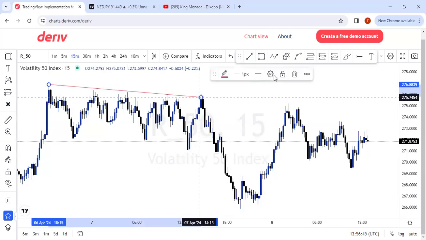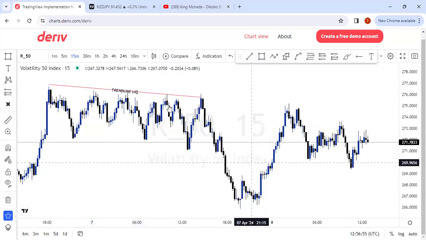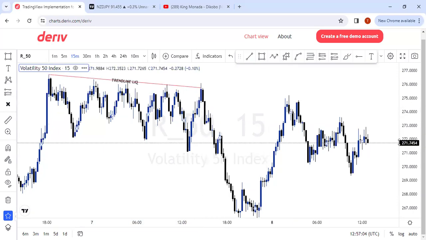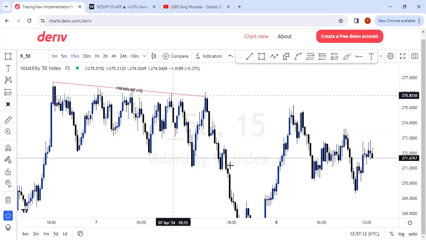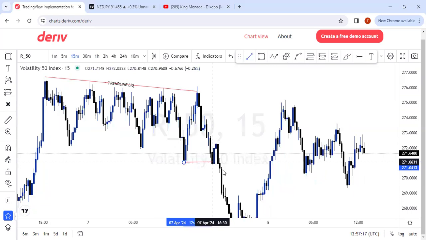For this trendline liquidity, let me just mark it so that it can be visible for everyone. This is our trendline liquidity. Let me abbreviate it. This is the move that violated the trendline liquidity. We have this candlestick which violated this trendline, so obviously this is the move that took out this trendline. And guys, we are going to have what we call a break of market structure. This is going to be our BOS.